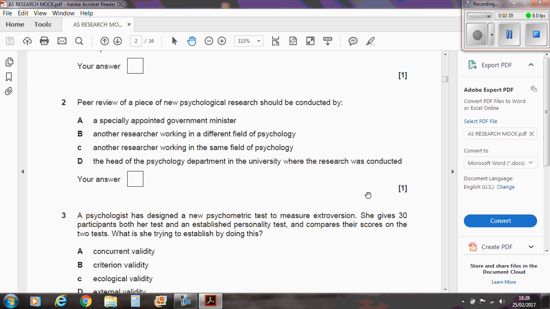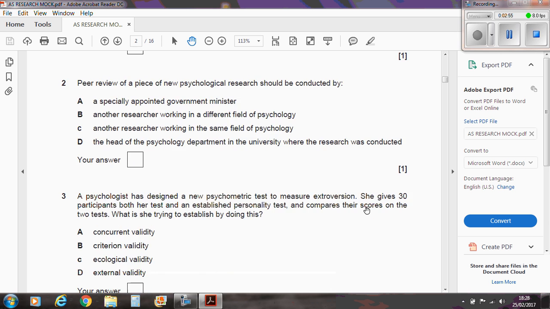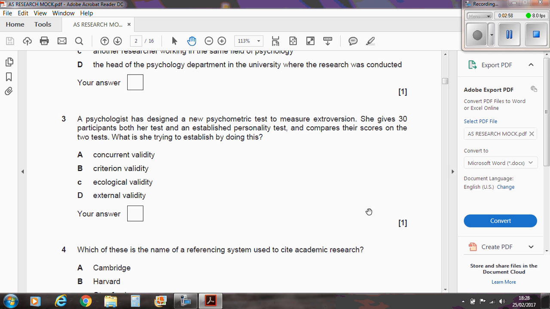And then the head of psychology department in the university where the research was conducted, well, you're going to get problems there, aren't you? Because they might have a conflict of interest. So they want the paper to get through because they want to get published. So they might not see it as much as what somebody who's objective would. So it's C.